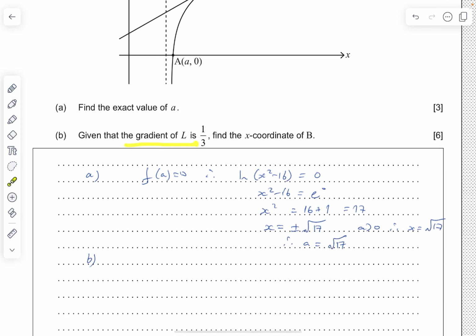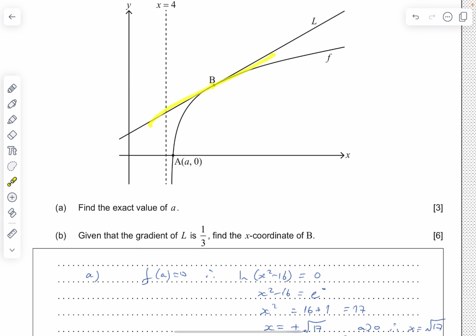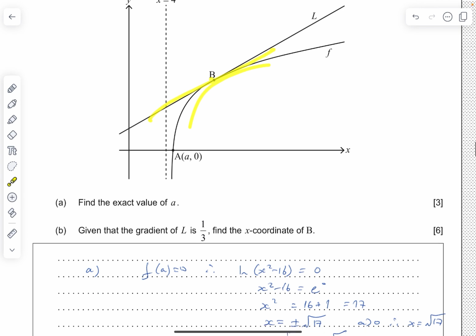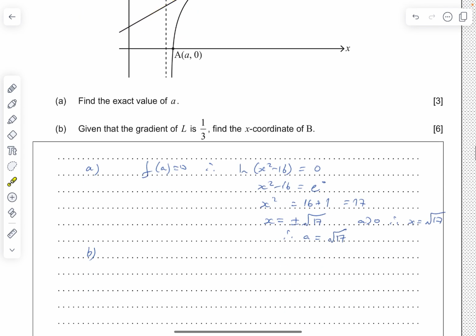Part b, given the gradient of L is 1/3, find the coordinates of B. Well, if the gradient of L is 1/3, that means at that point the gradient of this is 1/3. So let's go back to f(x). f(x) equals log of x squared subtract 16, and I need to find f dashed of x.